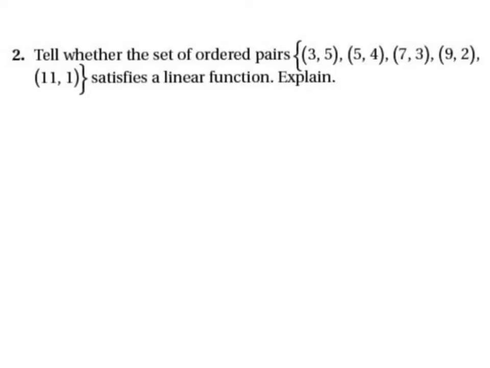Here's another practice. Tell whether the set of ordered pairs (3, 5), (5, 4), (7, 3), (9, 2), (11, 1) satisfies a linear function. Is this a linear function? In other words, the question is: is it linear and is it also a function? So you have two questions combined into one. It must be both. If the answer to both is yes, then you just write yes one time. Is this a linear function?